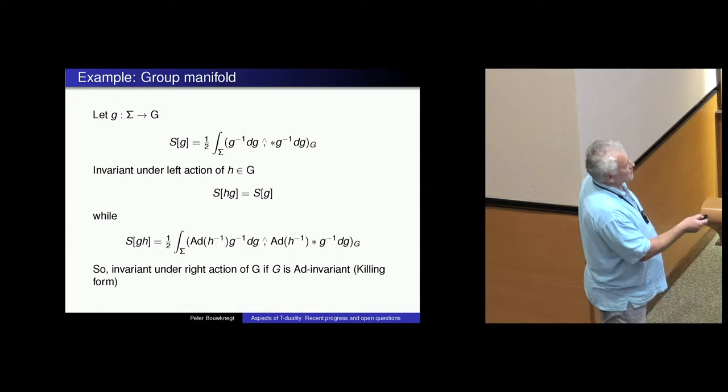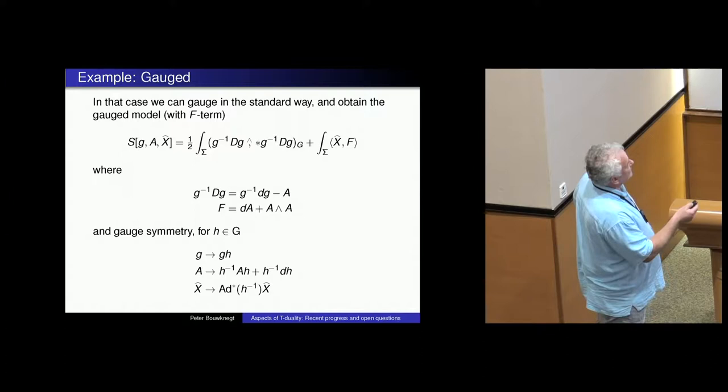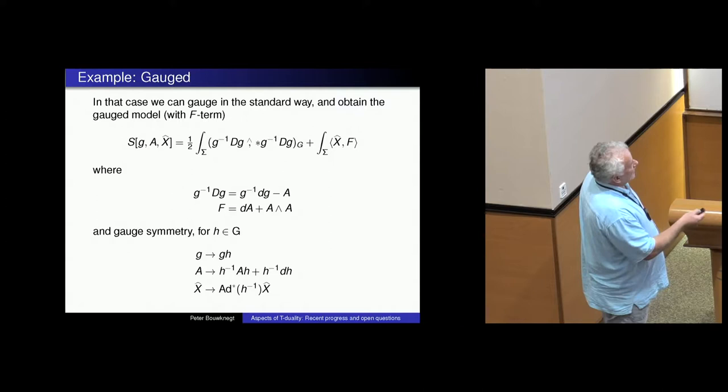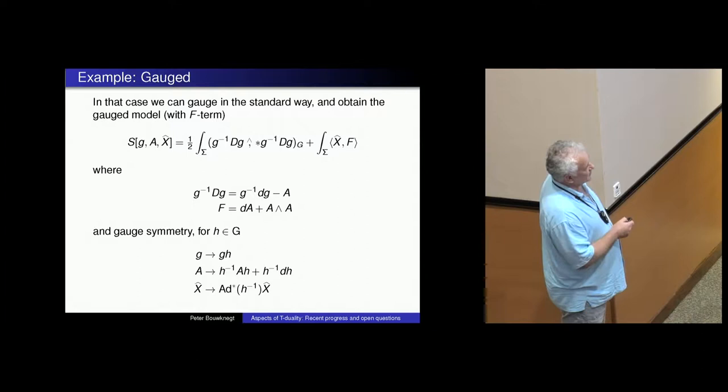Okay, so let's suppose it's a Killing form, then we can just gauge this action, and the gauging is just what I wrote down before: replacing the ordinary differential by a covariant differential by introducing a gauge field, and adding a corresponding curvature term with a Lagrange multiplier, X hat. The global transformations of G, not just the infinitesimal transformations, are as follows. So A transforms as a gauge field, X hat transforms under the coadjoint action.